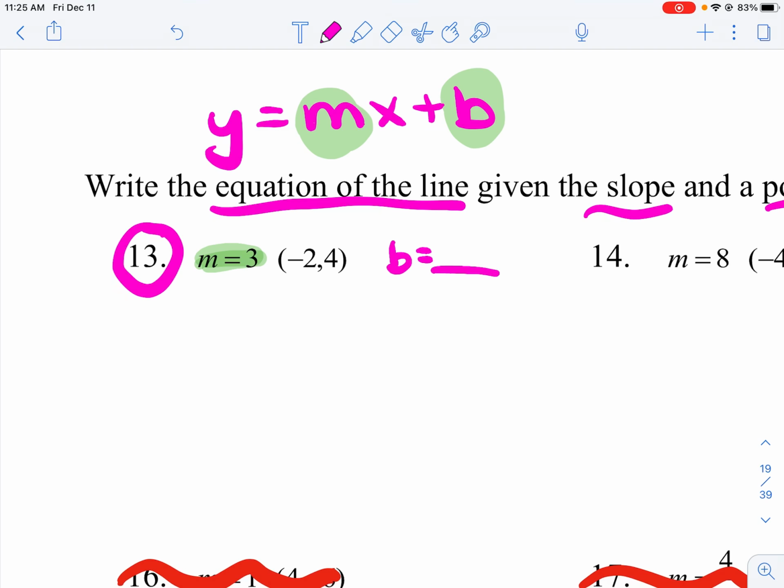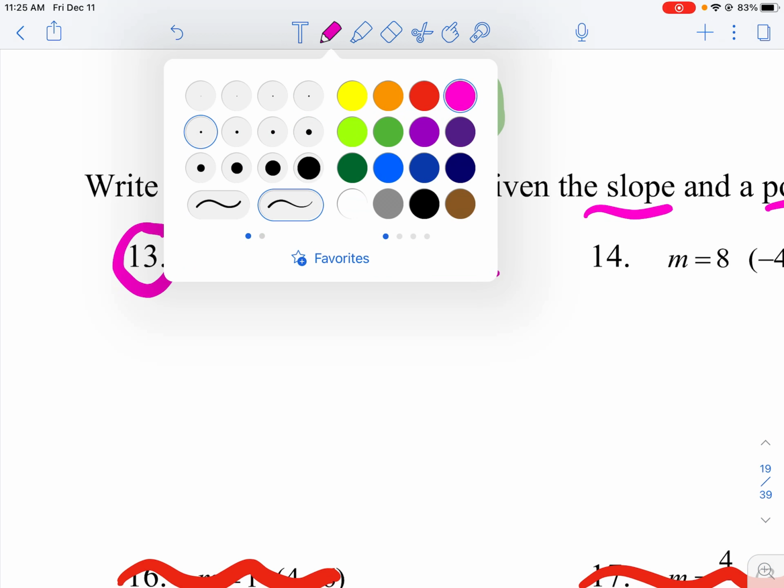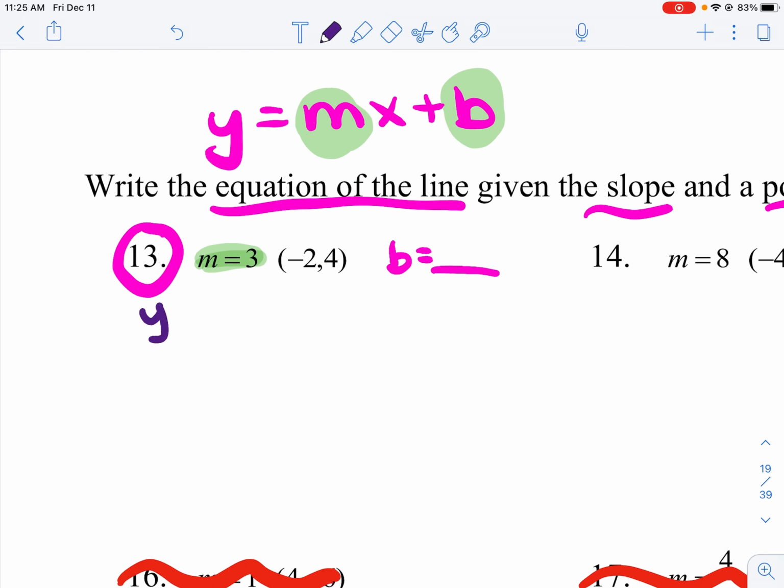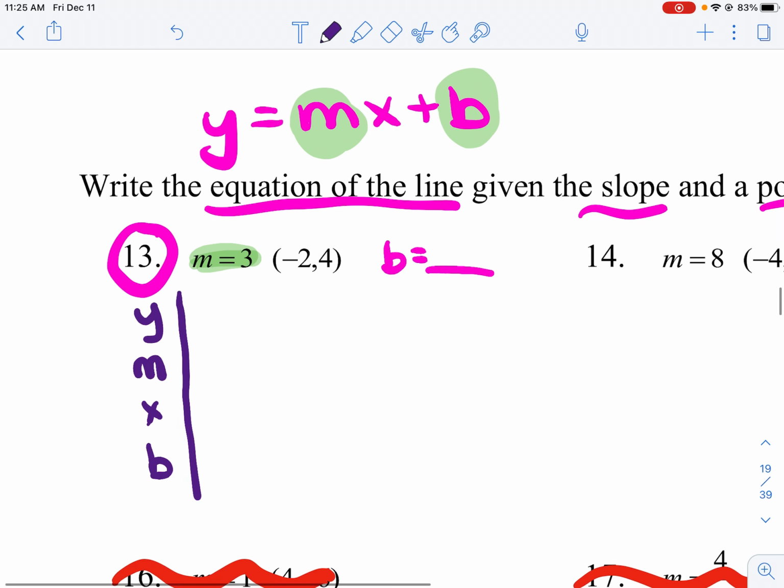Well, first thing we're going to do is make this little table here. And it's sort of like an opposite. Y, m, x, b. So y equals mx plus b. We're going to make a little table here and fill in what we know so that we have a list of what we know and what we don't know.